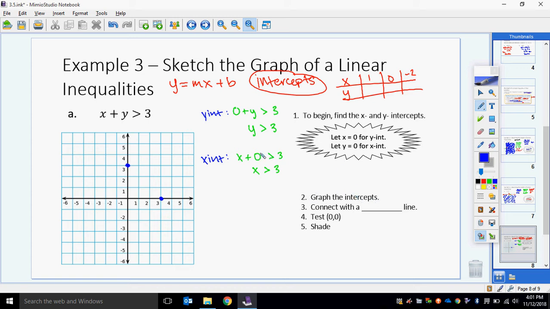Now, how do we want to connect them? A solid line or a dotted line? Well, here it's going to be dotted. The reason I know that is because of the inequality symbol. If it were solid, it would have a solid line underneath it. Okay, so I'm going to connect them.